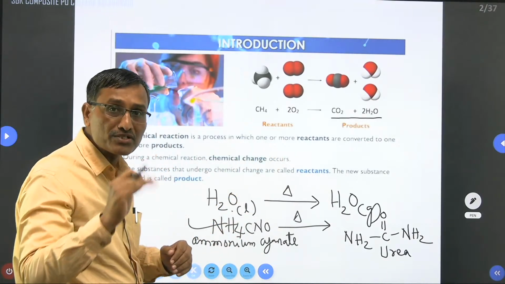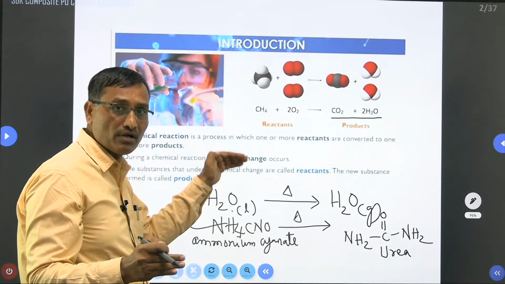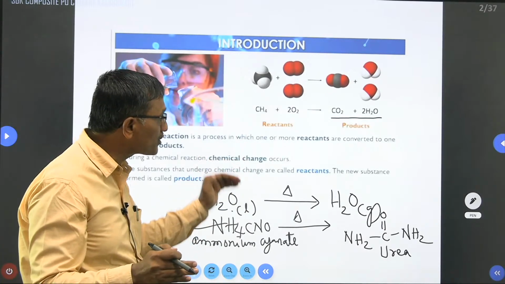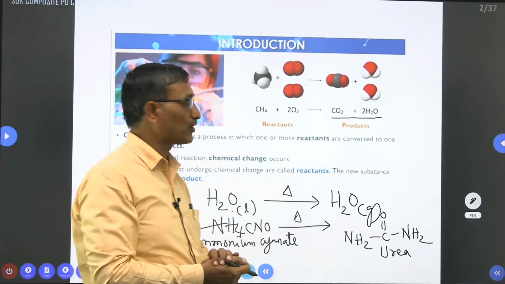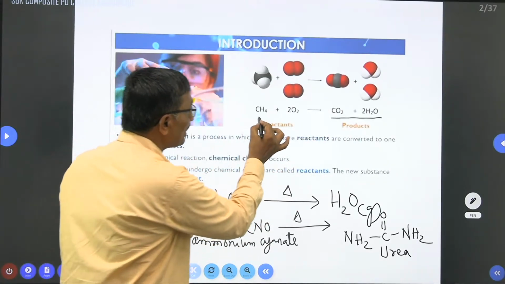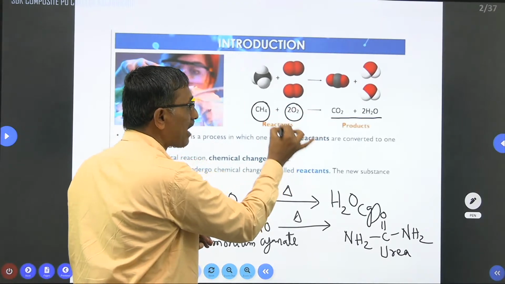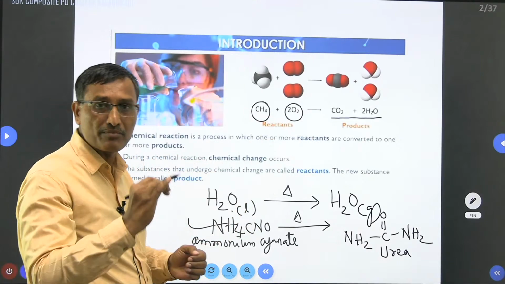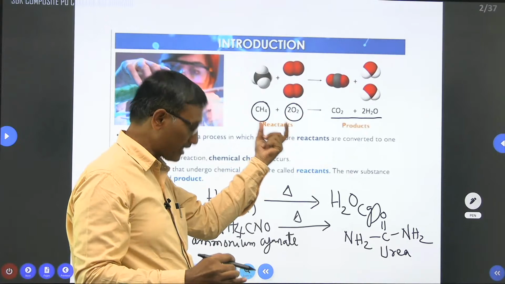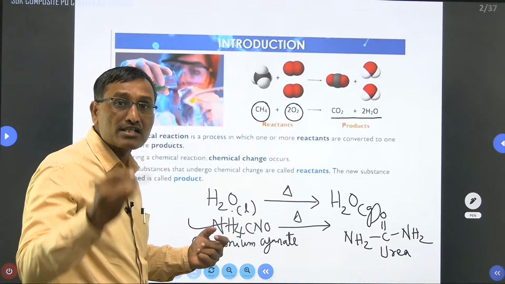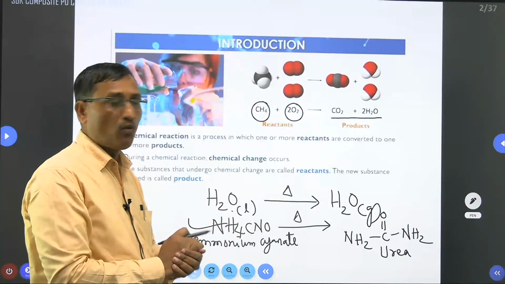Actually, it is known as combustion reaction. A hydrocarbon compound burns in the presence of oxygen of air to form carbon dioxide and water molecule. Here methane and oxygen, both of these are known as reactants. In a chemical reaction, reactants combine together to form a product.